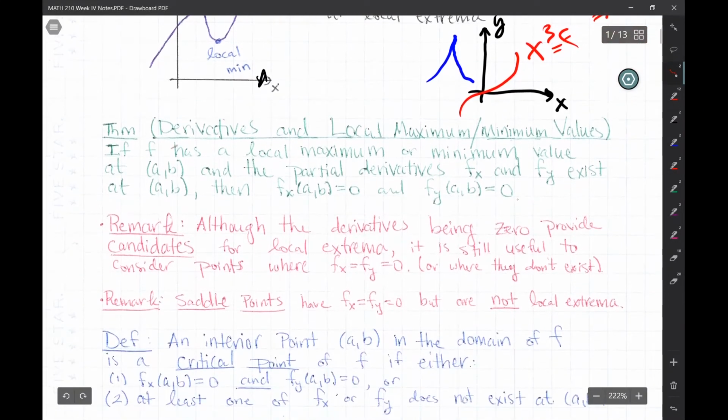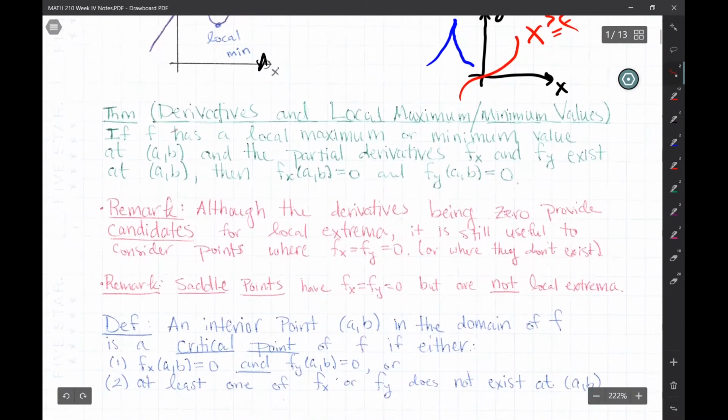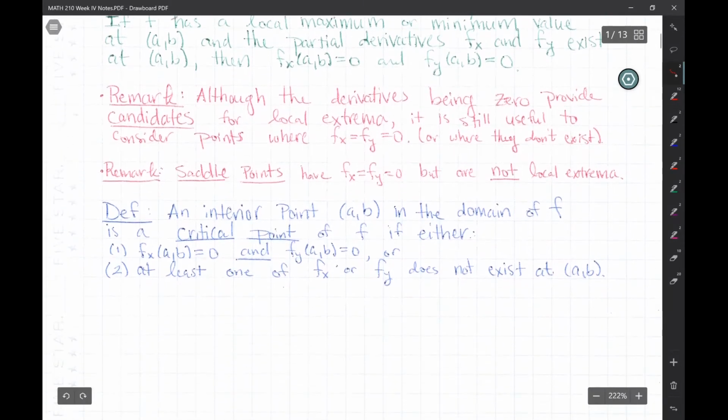And because these points are important, we give them a name. We call them critical points. Okay, so what's a critical point? It's a point of the function where either both partial derivatives exist simultaneously, notice they're both at (a, b), and both partial derivatives are 0, or at least one of the partial derivatives does not exist, which may give us a situation of a cusp. So those are called critical points, and those critical points are going to give us the candidates for our local extrema.